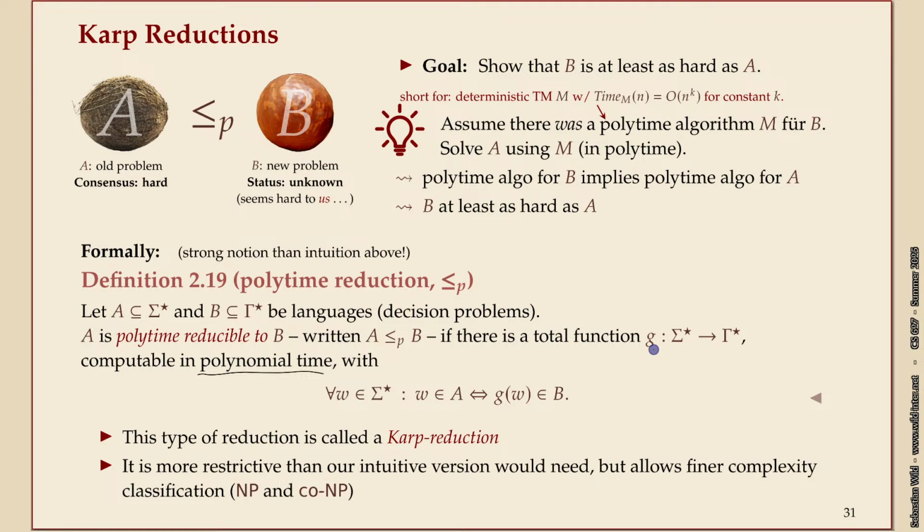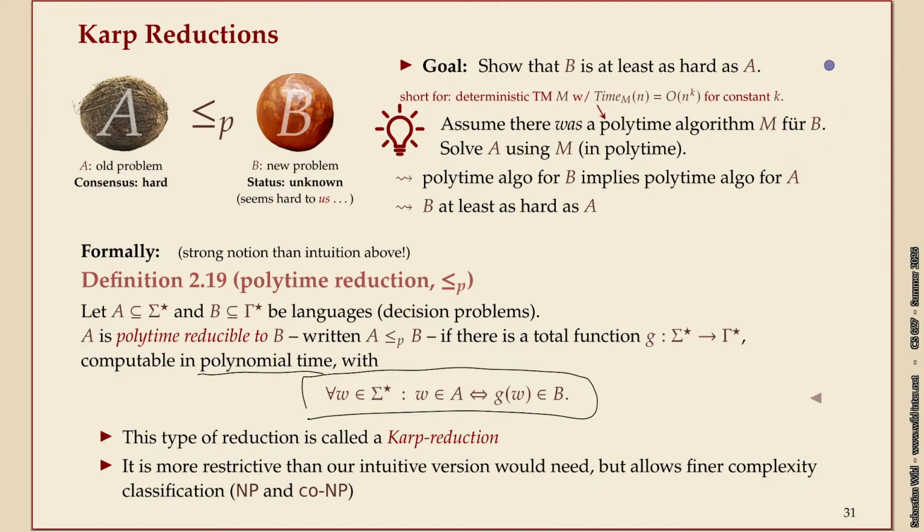And now the crucial property is this. For all words w in the original Sigma star, we have that the word is in the language A if and only if the outcome of this reduction is in the language B. And it's important that the implication goes in both ways, right? If w is in A, g of w has to be in B, and vice versa. For every word not in A, g of w may not be in B.